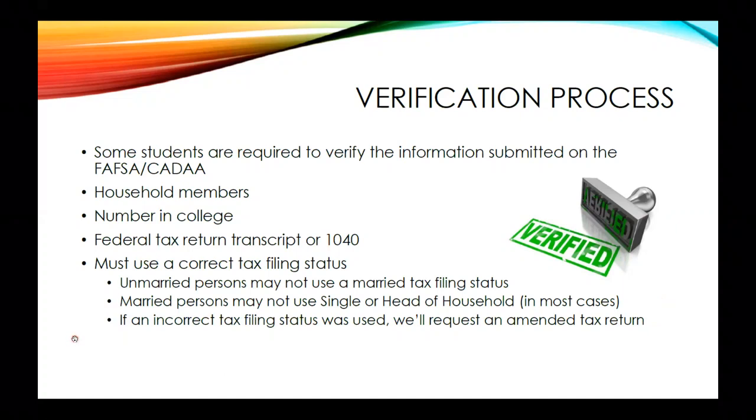So if we ask for a copy of the federal tax return transcript, or you've downloaded it into the FAFSA, the school has to verify that the person has used a correct tax filing status. And unmarried persons cannot use a married tax filing status. In the state of California, you can't just file as a married couple just because you have lived together a long time. We don't have that here. So you have to actually be legally married if you're going to use a married tax filing status.